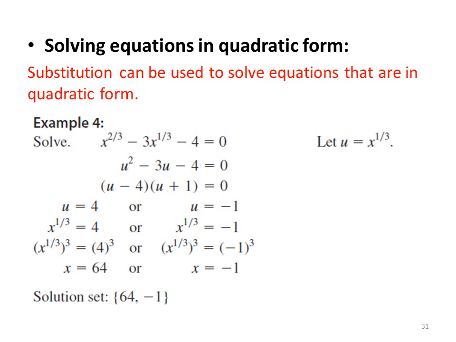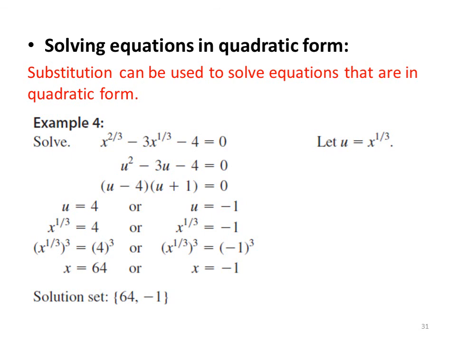Let's look at another situation where you have an equation with powers which are fractions. Sometimes in an equation, using the correct substitution, you end up with a quadratic form that you can solve. Let's see if we can solve the following equation: x to the power 2 over 3 minus 3 times x to the power 1 over 3 minus 4 equals 0. Now if you look at those terms, the middle term x to the power 1 over 3, if you square that, you get x to the power 2 over 3.